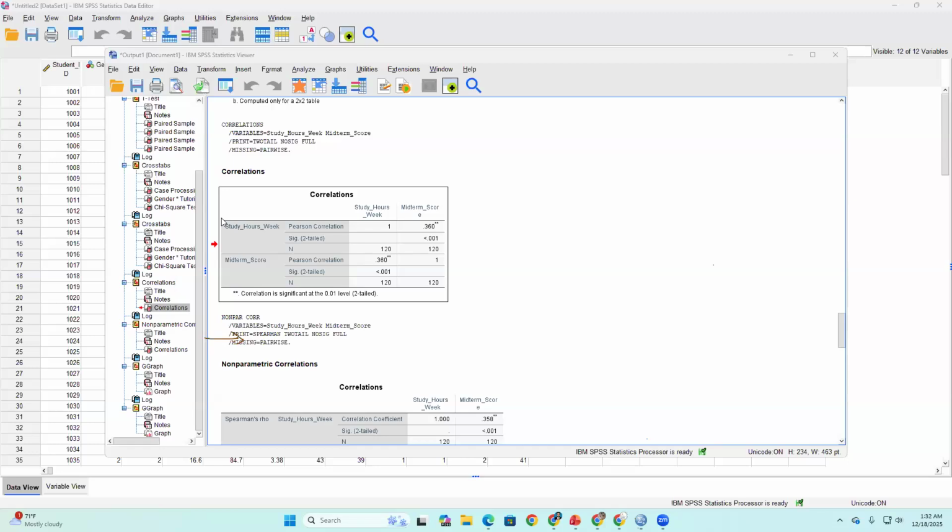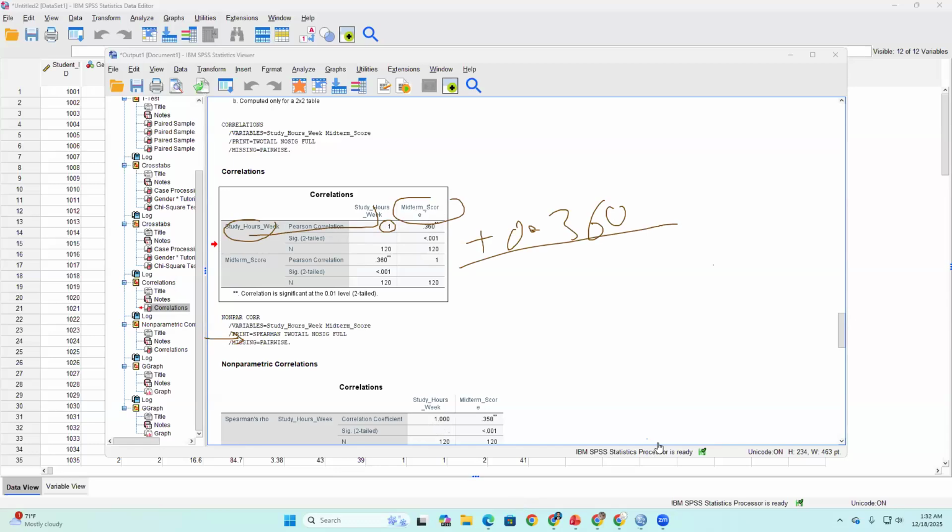Okay, let me guide you. Most of them are wrong. What we are doing in correlation is comparing two variables. Those who are saying 1 are comparing study hours with study hours. We are not checking the relationship between the same variable. Our correlation value is between the midterm score and the study hours, which is 0.360. As there is no minus sign, it will be considered positive.